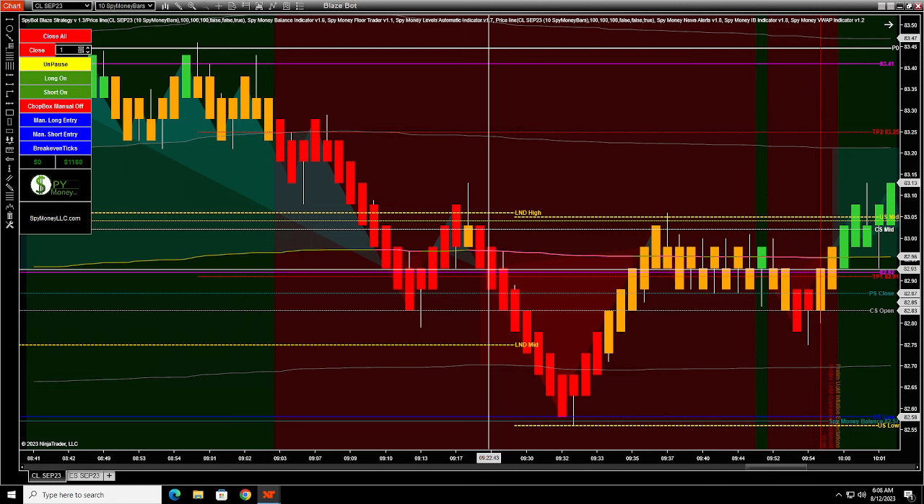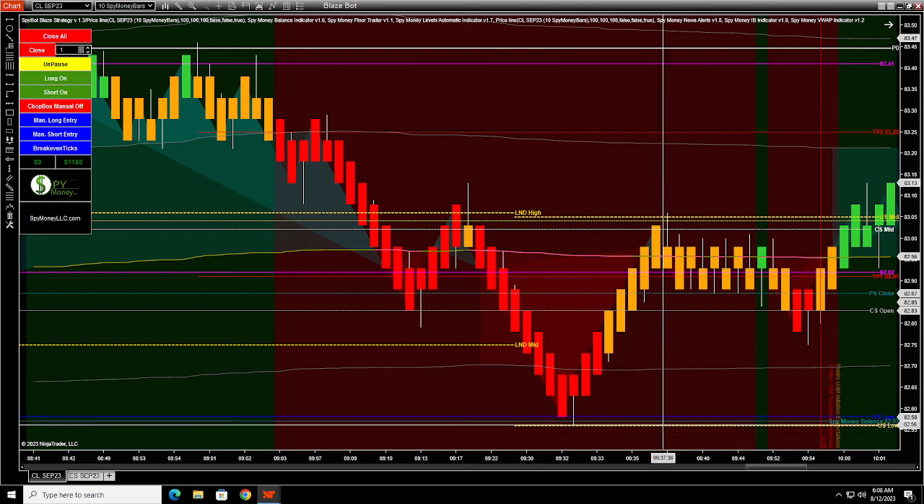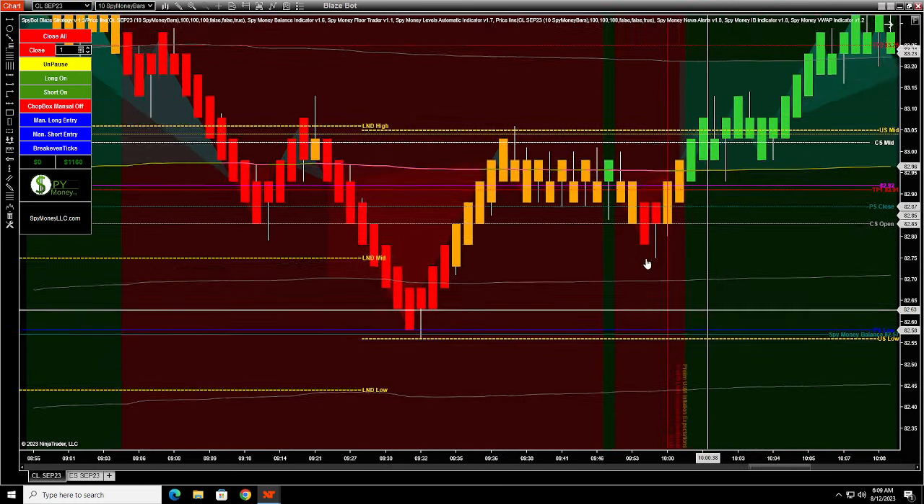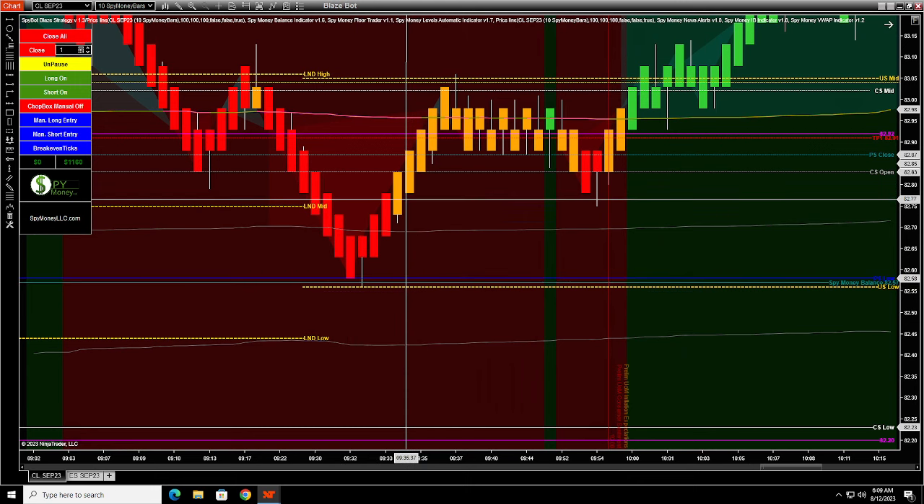The entry would have been here, and we could have played this down all the way down to the balance level, and that's where it went. You can see right here's the balance, and with the balance being there, you would actually make money because it went right down to my balance level and then bounced. So this one would have been a lot more money.